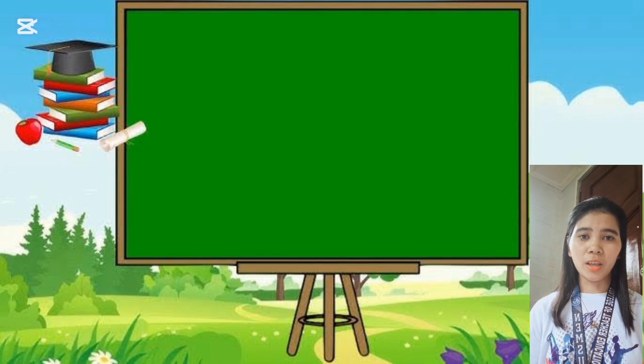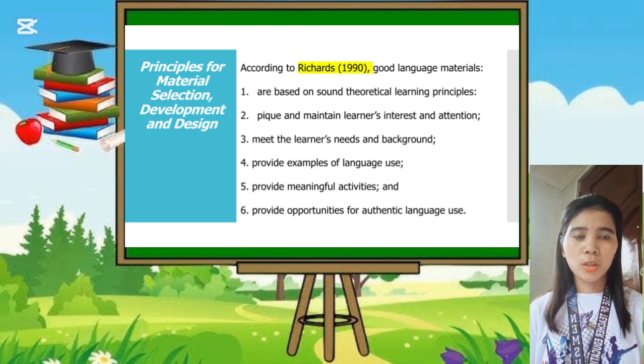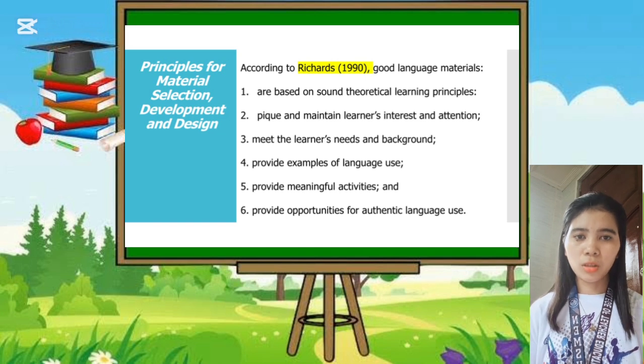designing instructional materials. So what are these principles? Number 1, good language materials are based on sound theoretical learning principles. Second, they speak to and maintain learners' interest and attention. Third, they meet the learners' needs and background. Fourth, they provide examples of language use. Fifth, they provide meaningful activities. And lastly, they provide opportunities for authentic language use.